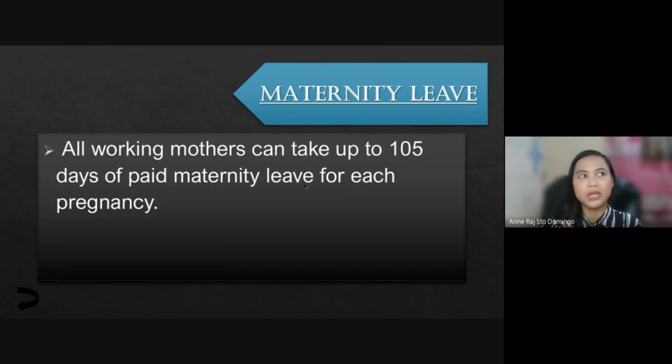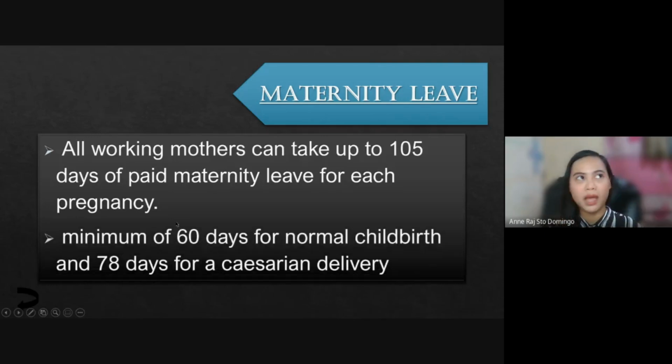Parang 3 months, no? Ang minimum niya, di ba, maximum is 3 months, 60 days for normal childbirth. Kasi di ba meron tayong 2 types ng delivery ng mother. So, itanong nyo kay mama nyo kung paano niya kayo pinanganak. Kung ito ba ay normal or cesarean. Kasi mas madugo yung cesarean. Kaya mas matagal yung minimum niya, 78 days.